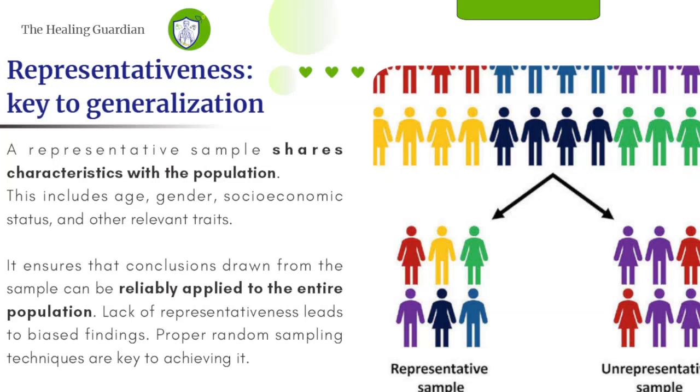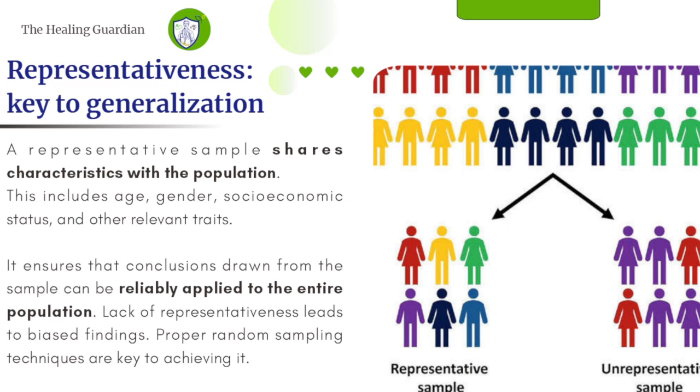But what is important in sampling? In sampling, before you carry out any test, the sample has to be representative. A representative sample is one that shares characteristics with the population. This includes gender, age, socioeconomic status, and other relevant traits. We have shown these two examples. If this is our population, you look at these two examples, this is representative, this is not. Because this sample has tried to bring out every characteristic in the population.